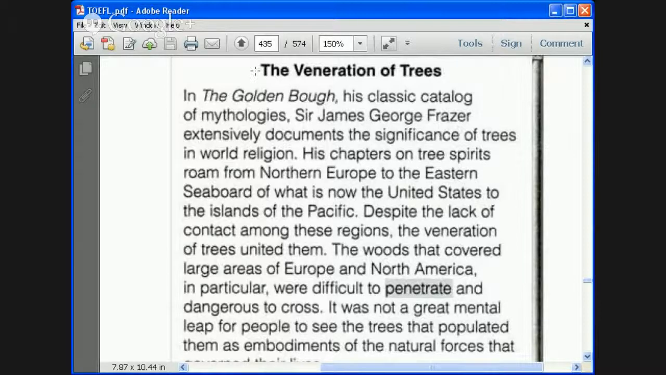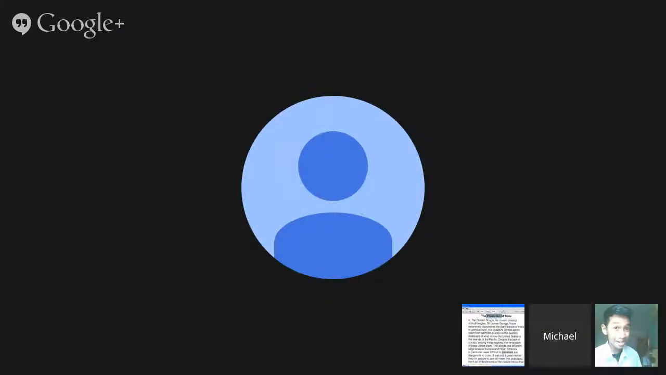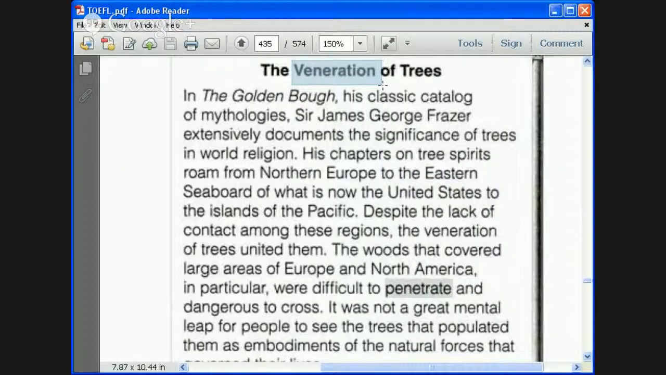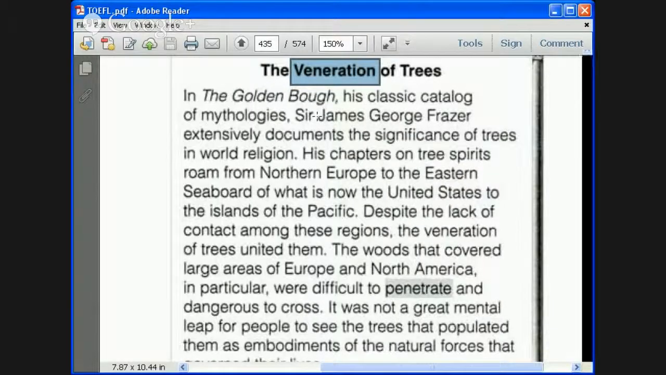Okay, new topic, new round here. The veneration of trees. Who knows what veneration means? So, before you answer, how do we deduce the meaning from this, from the veneration of trees? How do I dissect this word? You need the root word vener.